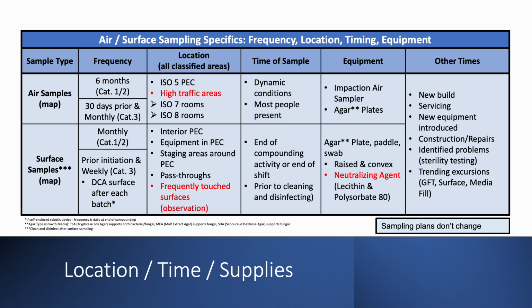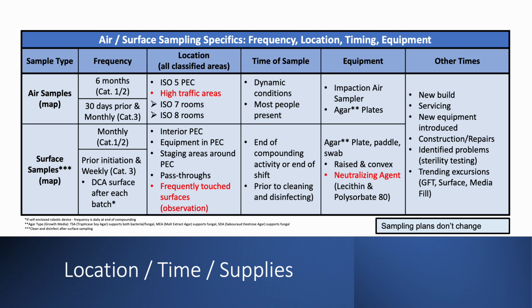The location for surface sampling is going to be on the interior of the PEC or the hood, the equipment inside the PEC, the staging areas around the PEC, because this is very important. This is the next point of introduction into the hood, and through pass-throughs. Pass-throughs, when they're so small and contained, if anything gets in there and becomes contaminated, then that object will contaminate the rest of your area.